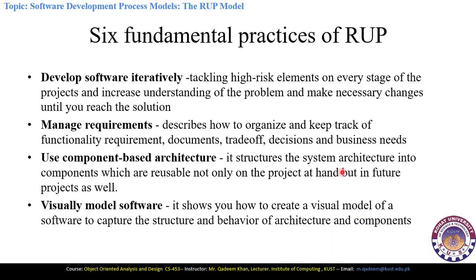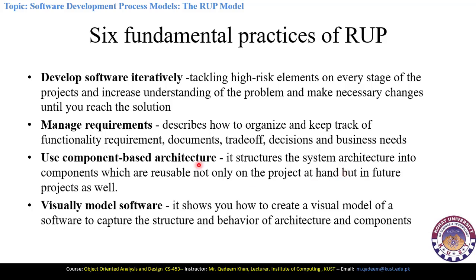Here, the first practice is to develop the software iteratively. The rational unified process model helps us to develop the software iteratively, which means that it helps us to tackle the high risk elements on every stage of the project, and then we increase the understanding of the problems, and then at the end we will make useful changes until we reach the solution of the problem. So it gives us iterative enhancement of the software development as well.